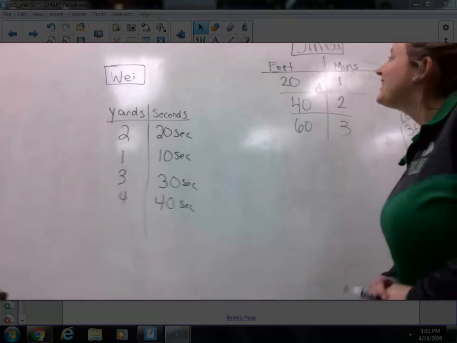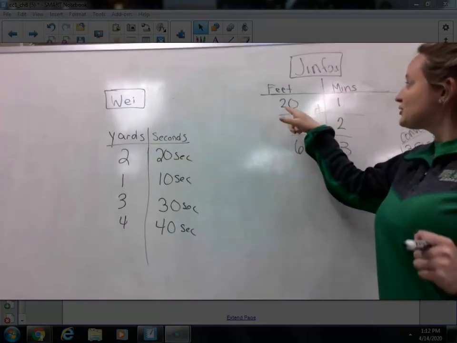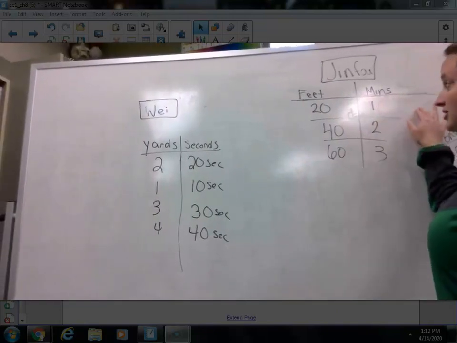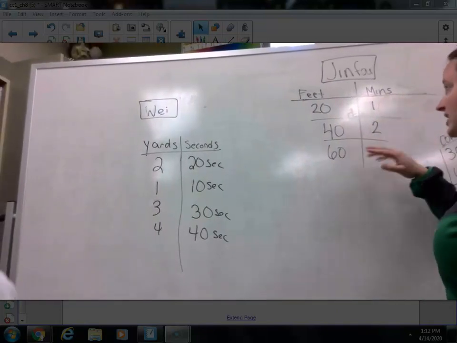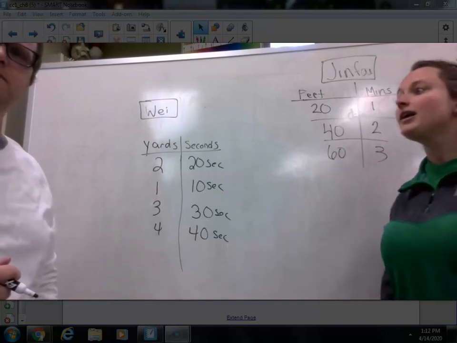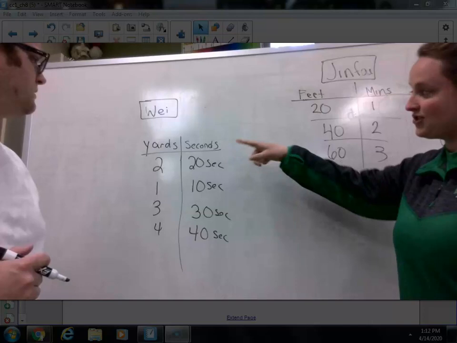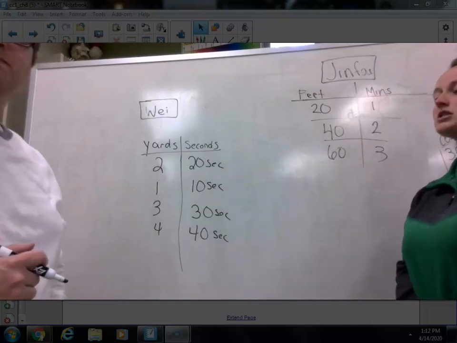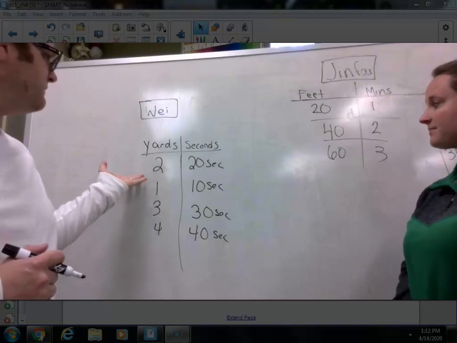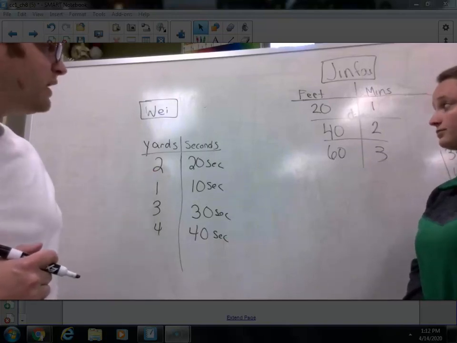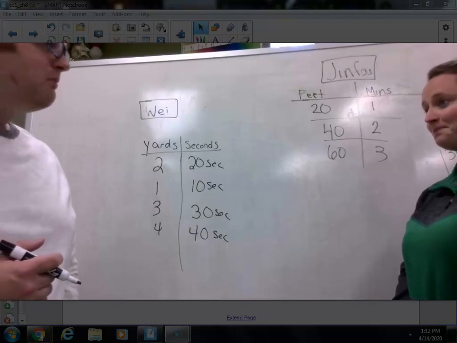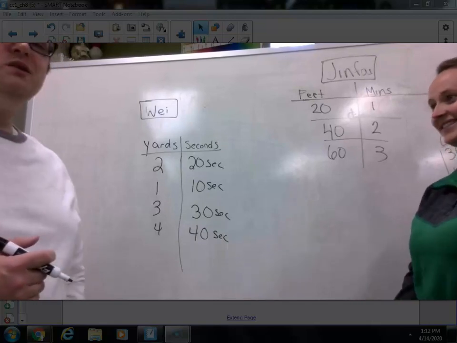GenFi, well, he did 20 feet in 1 minute, so that's my unit rate. Then I added, for 2 minutes he went 40 feet, and 3 minutes he went 60 feet. But guess what, Mr. Baldwin? I noticed that yours says yards in seconds and mine says feet in minutes. Well, my gerbil is clearly faster because I have 2 yards in 20 seconds, and you have 20 feet in 1 minute. No. Mine's fastest.